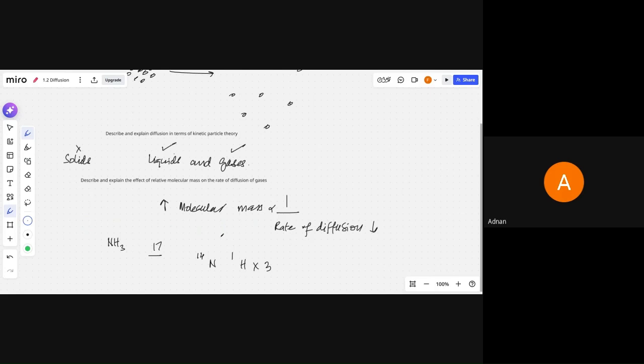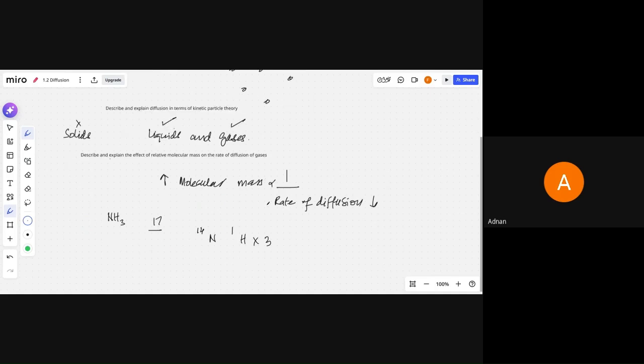So the smaller the relative molecular mass of the gas particles, the lighter the particles. So the particles will move faster and the rate of diffusion will increase. So this is what we need to understand here. Now we can develop our understanding further by solving a few questions from past papers. So I'm pasting this question from paper 4, extended.